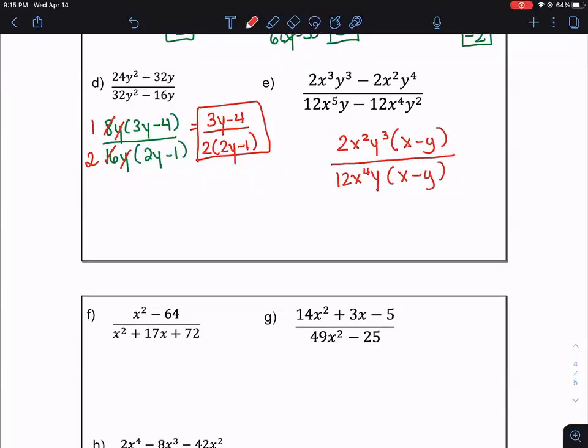Going from left to right, the 2 and the 12 are monomials, reducing to 1 over 6. The x squared on the top will cancel and we'll be left with an x squared on the bottom. So what I like to do is, as I'm doing this, write down what's left. The y cubed on top and the y to the 1 on the bottom will leave me with a y squared on top. And then the x minus y's cancel. So y squared over 6x squared is your final answer there.